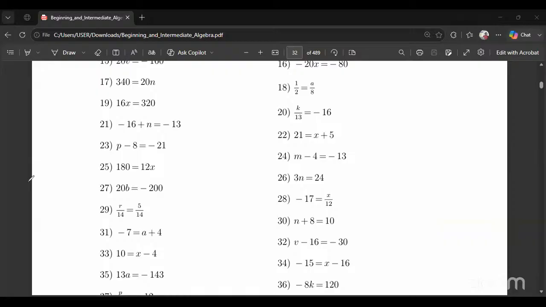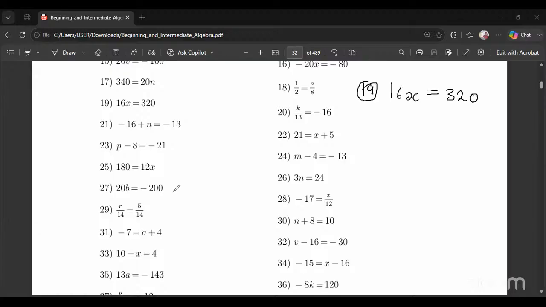So I'll just solve question 19, which is pretty straightforward again. We have 16x is equal to 320. To solve this, remember Mr. Michael had just explained to us the multiplicative inverse. When we want to isolate x, we just divide through by 16.